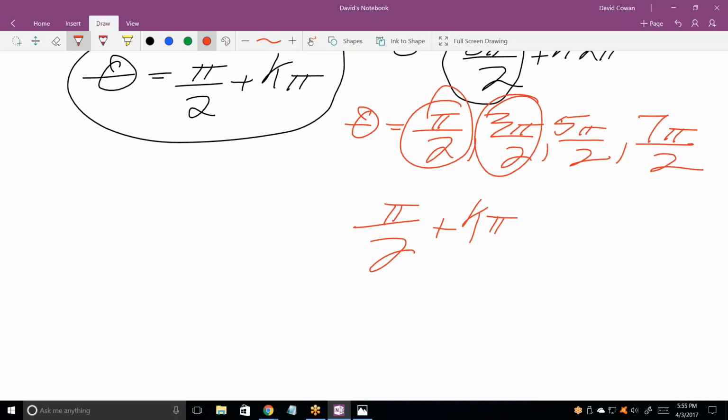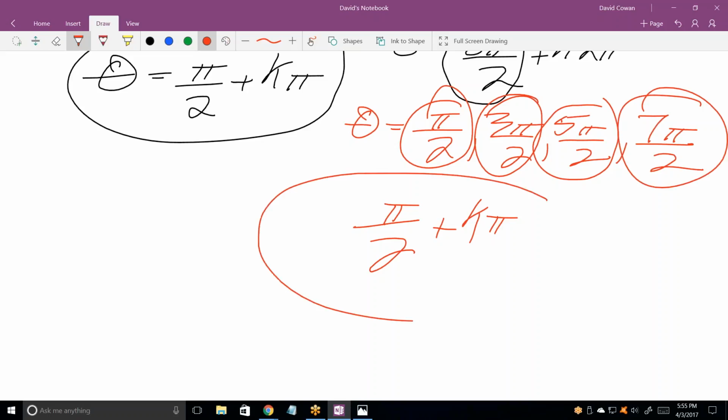And then, if I make k 2, then I get 5 pi over 2. And if I make k 3, I get 7 pi over 2. So this series defines every term in my series and does not skip any. And that's the important part.